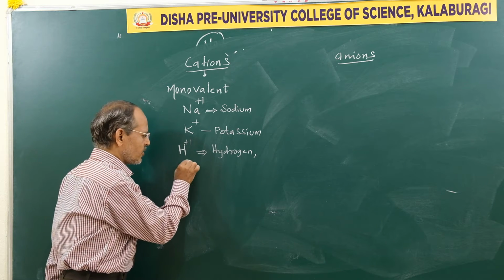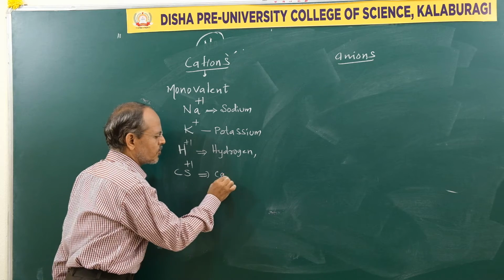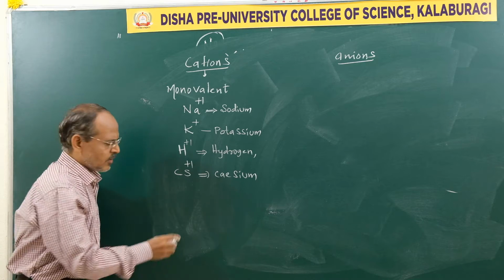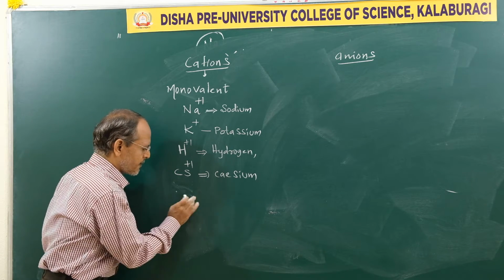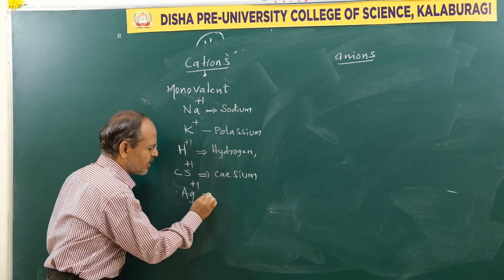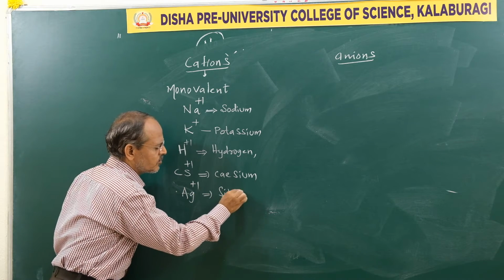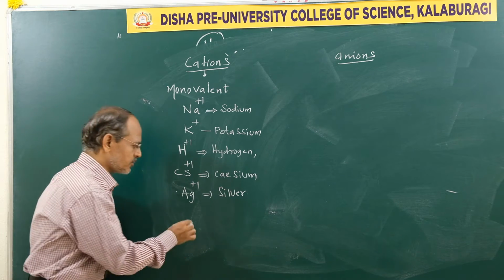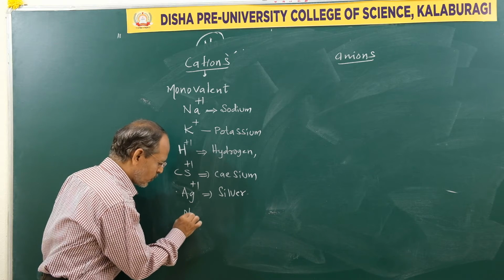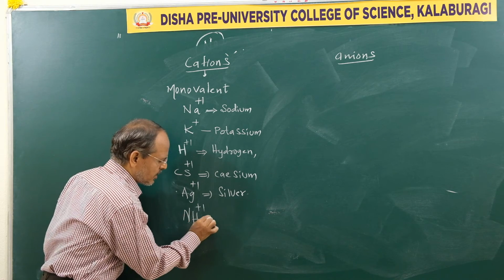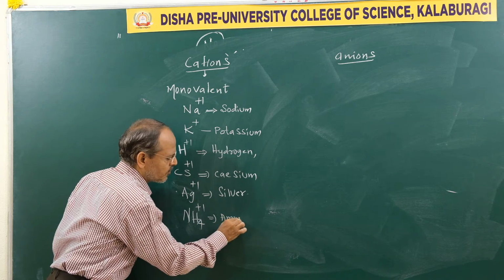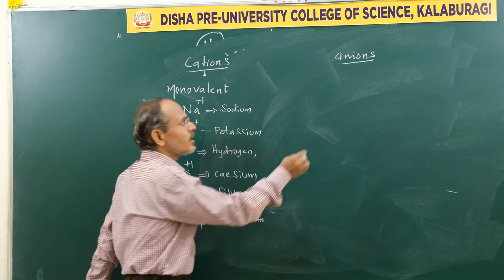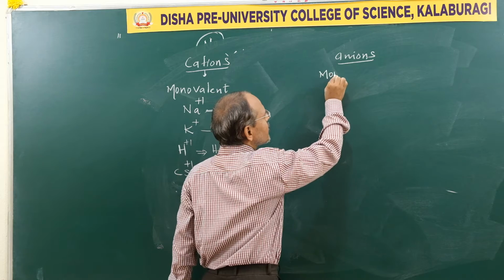Then cesium. Silver, Ag plus 1. Silver. Okay. Then ammonium, NH4 plus 1. Ammonium. Like that. For anions, we'll see about monovalents.